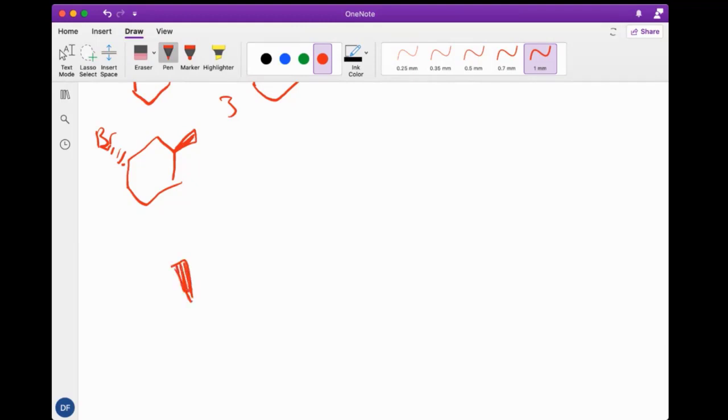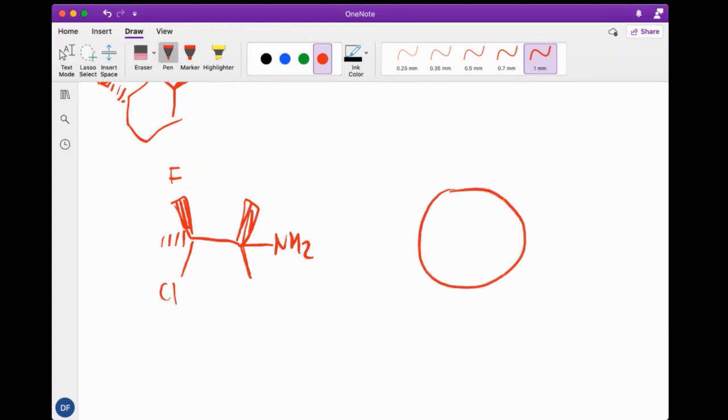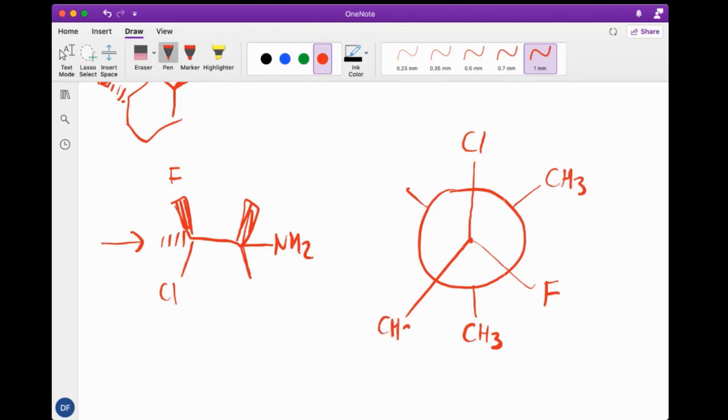So for A, we have this. And the trick that I like to do is put all of the regular lines in the vertical position. So if you're looking at it from this way, you have Cl, and this other solid line is a methyl, CH3, and then wedges are on the right, so F and CH3, and then the dash is on the left, CH3, and this is your wedge, NH2.